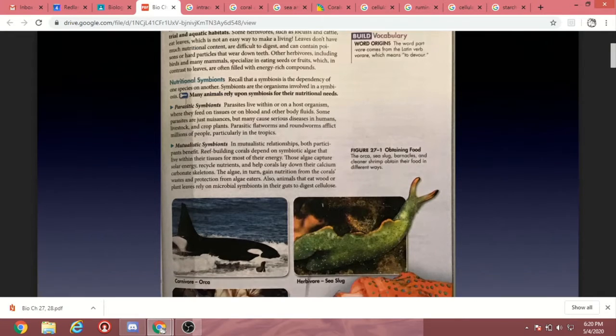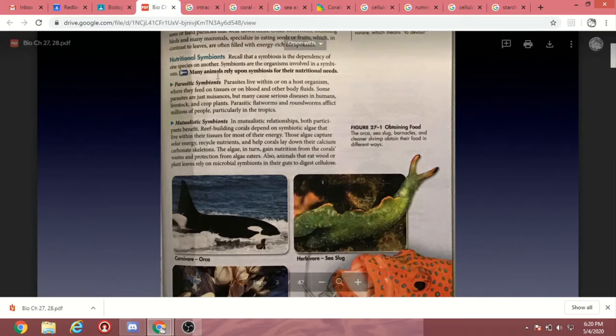Now, nutritional symbionts. Let's talk about those. If you remember that word symbiosis from the ecology unit, it means living together. So symbiosis means living together. And there's actually many animals that rely on symbiosis for their nutritional needs. Here's the first example: parasitic symbionts, or parasitic symbiosis. So for this type of relationship, again, all these terms I remember from the ecology unit. Parasitic organisms are ones that benefit from feeding on a host, but the host is negatively affected.